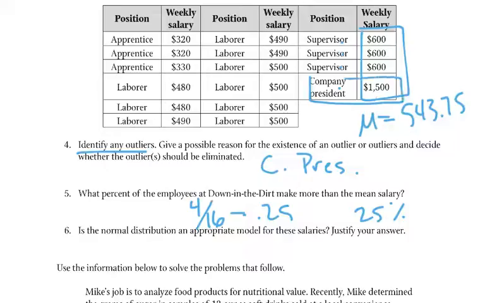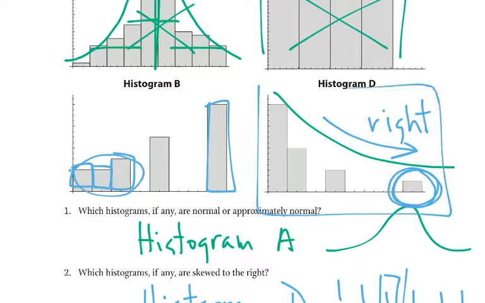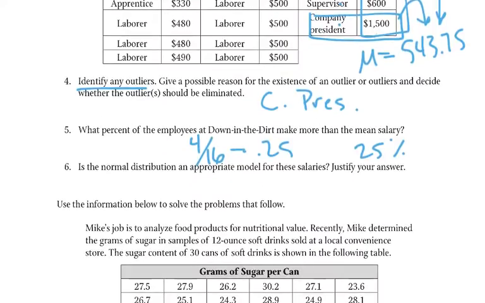Now, is the normal distribution an appropriate model for the salaries? Well, with this company president, I think it's pretty obvious that it's not, because that's going to mess up the mean. Just to show you, if we were to take away his part of it for just the mean alone, the mean would then be 480. That's almost $100 difference that one person brings. So because of that, it's going to look like this. It's going to be skewed to the right, so it's not normal, because that company president skews it to the right.